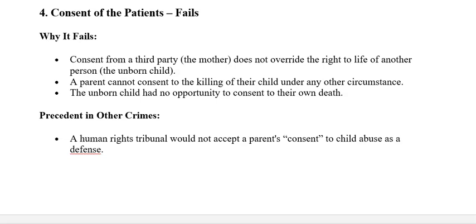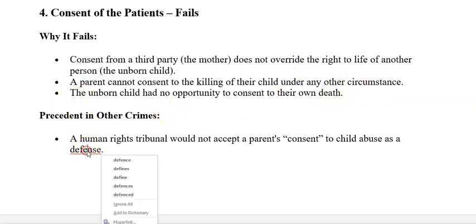So why does it fail? Consent from a third party, the mother, does not override the right to life of another person, which would be the unborn child, right? A parent cannot consent to the killing of their child under any circumstance. The unborn child has no opportunity to consent to their own death. So that's very, very simple.